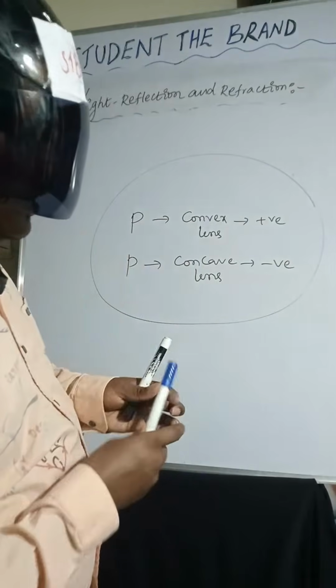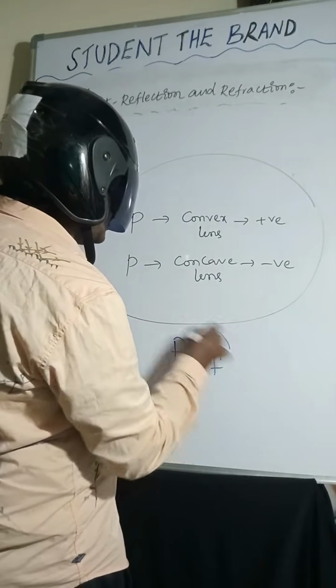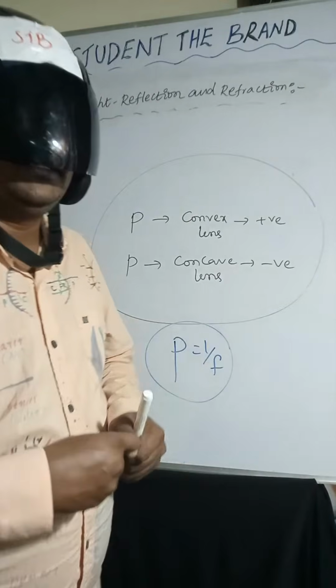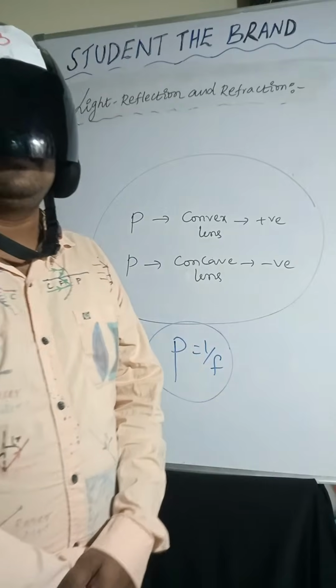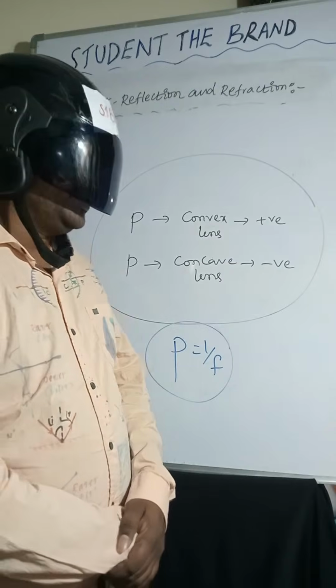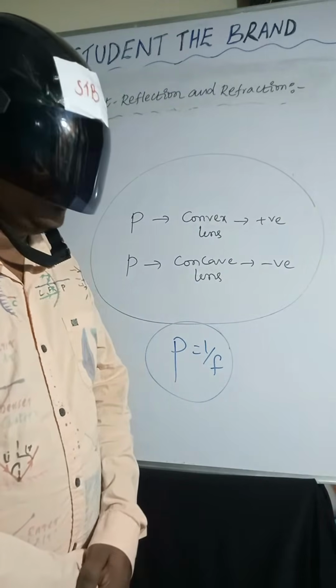The reciprocal of focal length is called power of lens. SI unit of power of lens is diopter, right? So this is about the light reflection and refraction chapter.